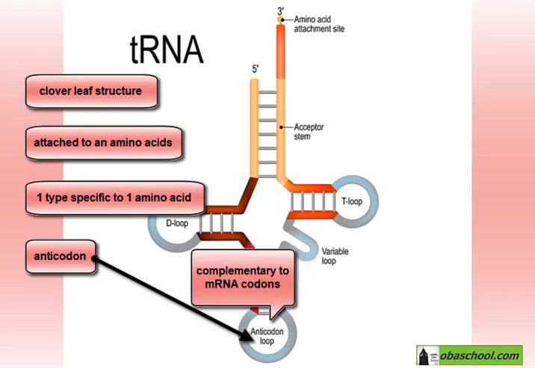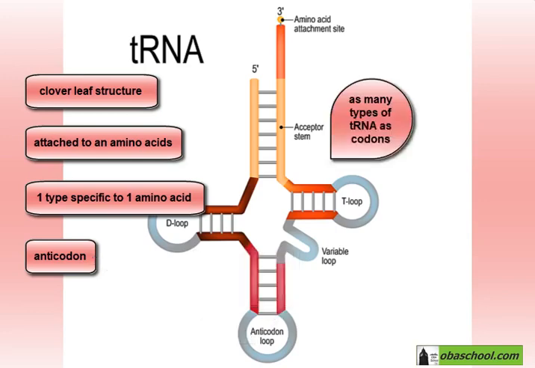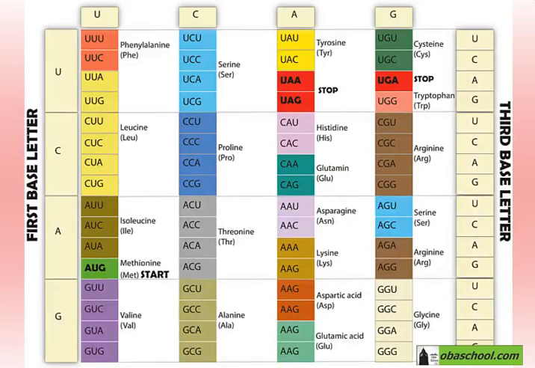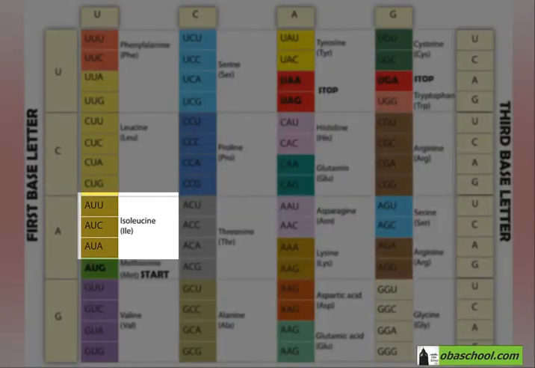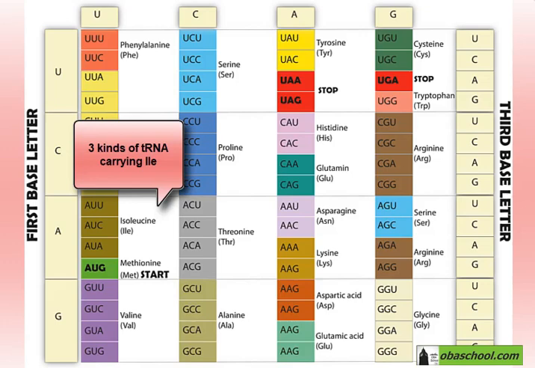We have as many types of tRNA as we have coding triplets, since the genetic code is degenerate. So let's say one amino acid will be coded by 3 DNA codons, then 3 kinds of tRNA will be bound to this amino acid.